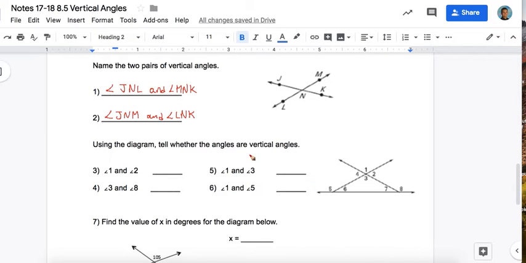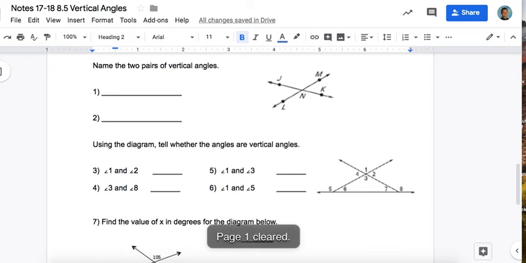Okay, it says use the diagram to tell whether the angles are vertical angles. Okay, so we have angle 1 and angle 2. Are those vertical? The answer is no. And actually, what are those? Good, those would be adjacent, okay, because they're next to each other. Okay, so number 3 is no.